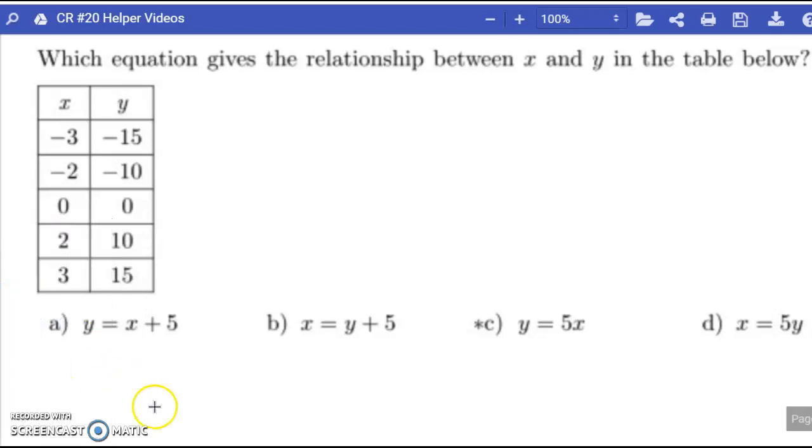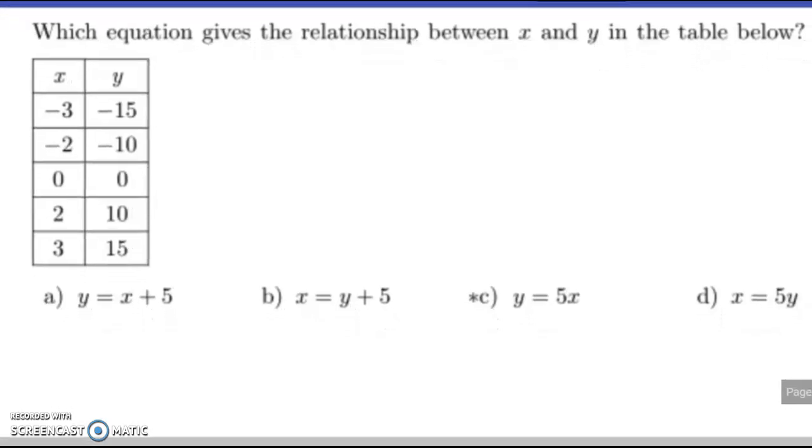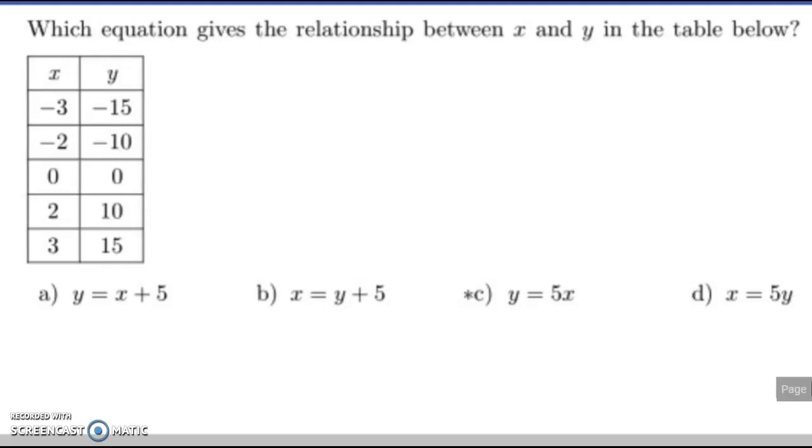So let's take a look. It says, which equation gives the relationship between x and y in the table below? Okay, first of all, we have learned a little bit about our equations so far, and that they are always in the format of y equals mx plus b. Now, we might not have actually used all of these letters at this point, but now is a good time to let you know what they are.